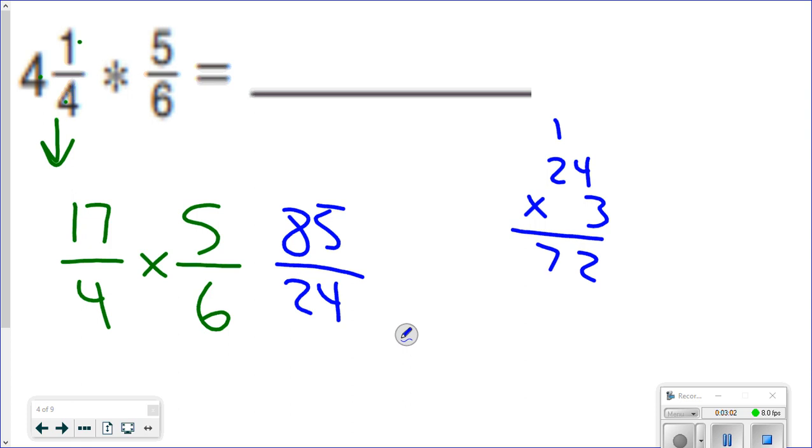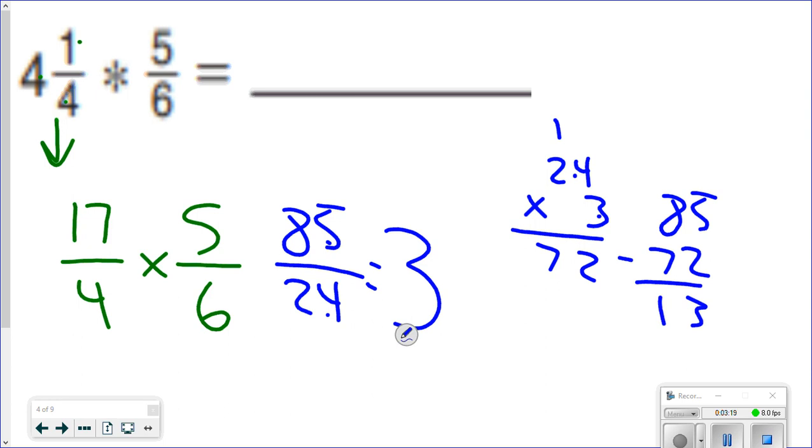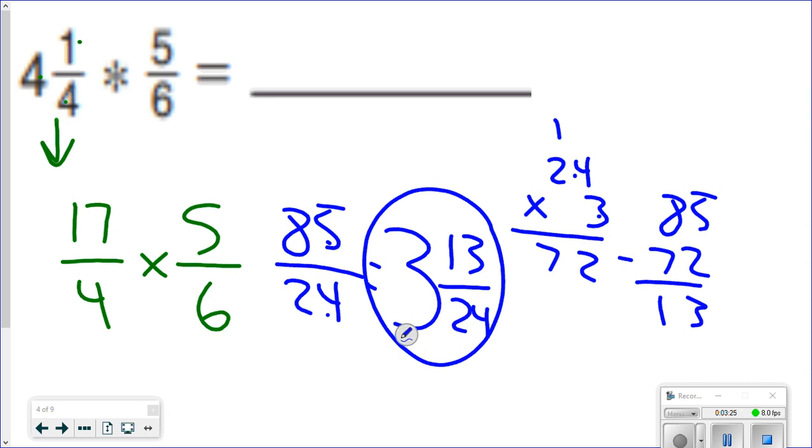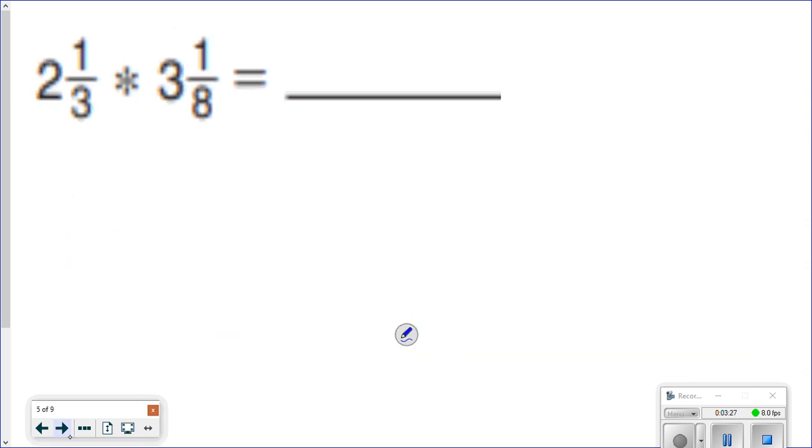It's 7. Okay, so watch closely here. How many 24s can go into 85? 3 24s can go into 85. And 3 times 24 is 72. So 85 minus 72 is 13. So your answer is 3 and 13/24. That's how you do multiplication of mixed numbers. There's a lot of math involved, so watch closely.